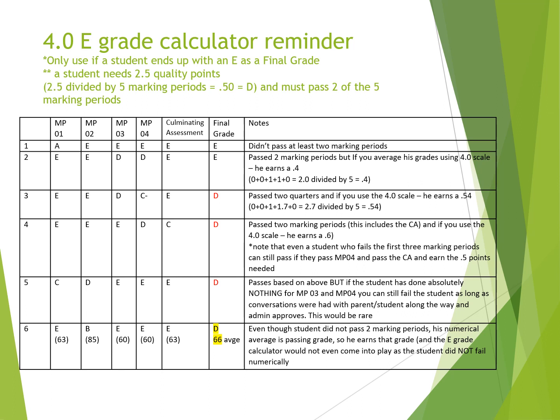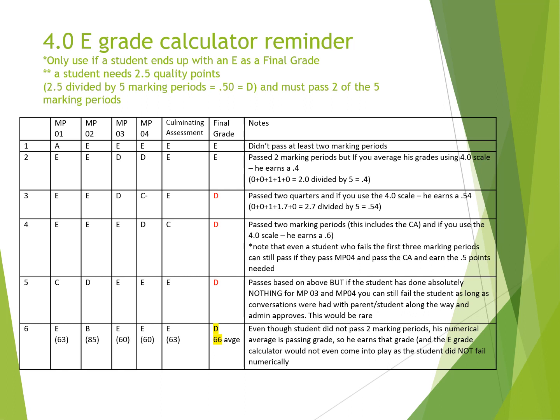In order for the student to get credit using this calculator, a student needs to pass 2 out of the 5 marking periods, marking period 1, 2, 3, or 4, and the culminating assessment, and the student needs to earn 0.5 points because that is a D. It can't be 0.49, can't be 0.48, we don't round up. It has to be a 0.50.